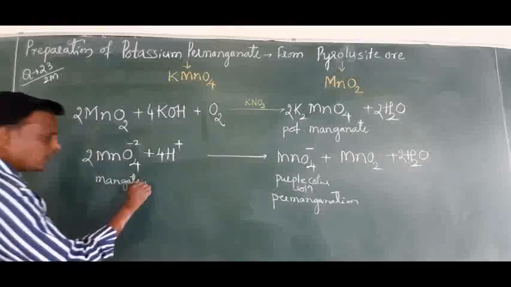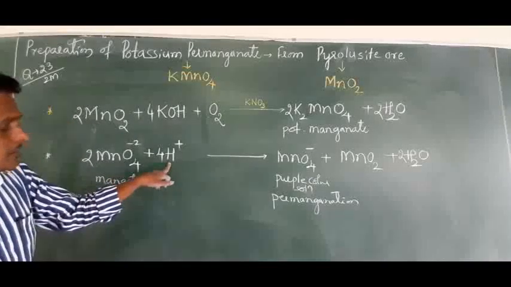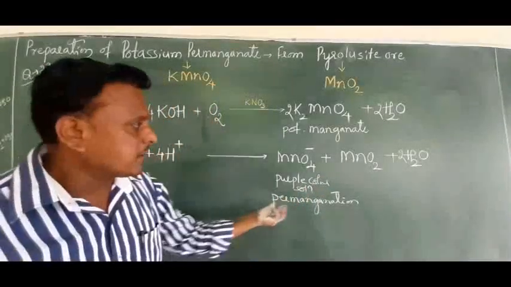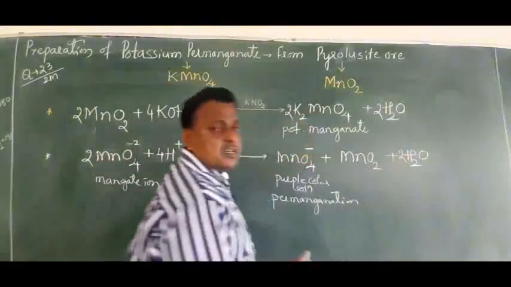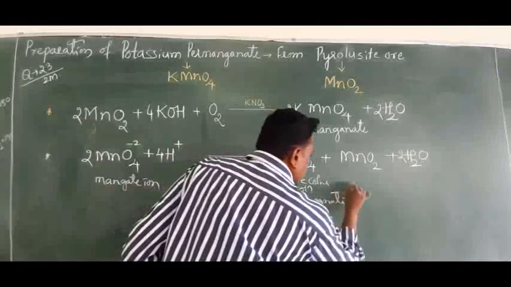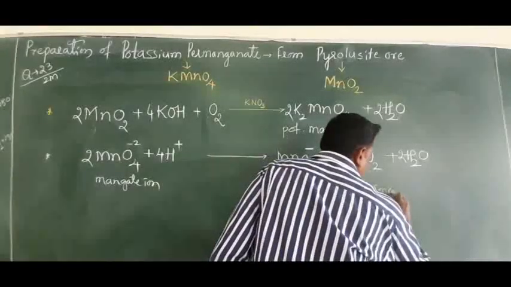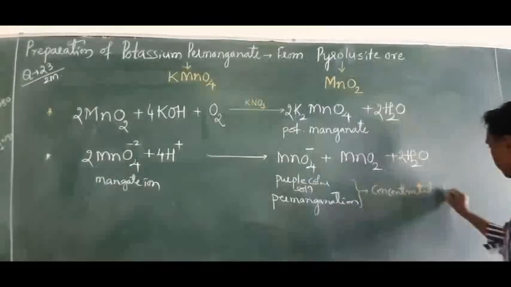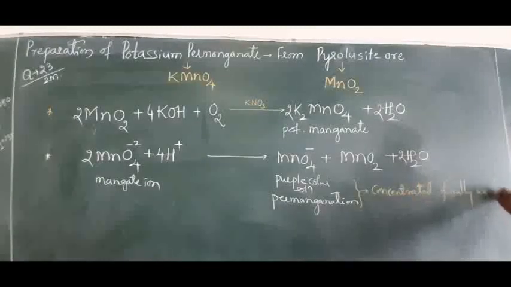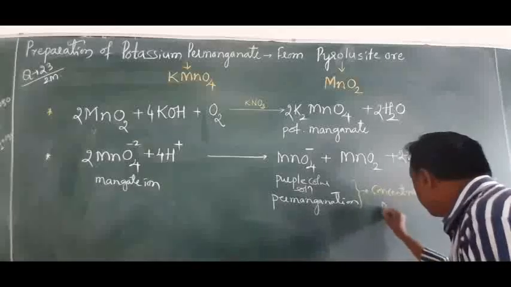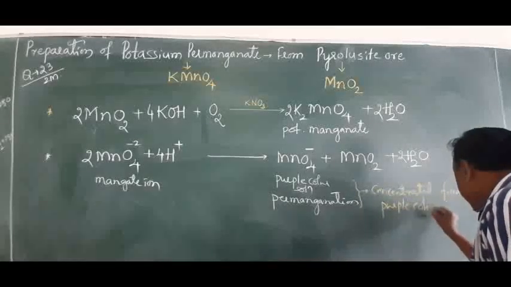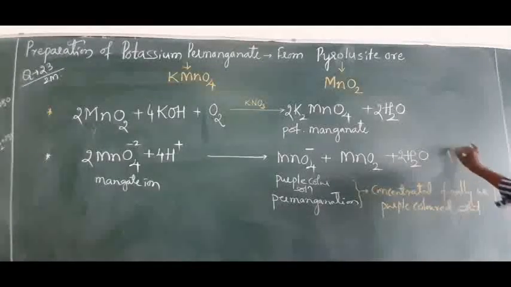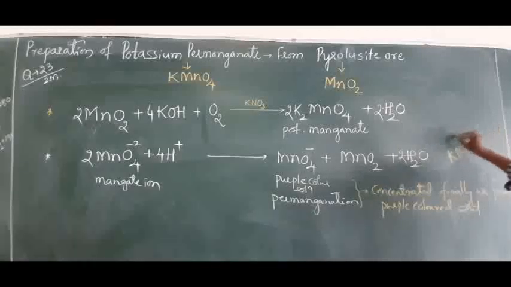It means the manganate ion disproportionates in the presence of an acidic or neutral medium to form a purple colored solution of permanganate ion, and as usual your remaining manganese oxide. And after this, this color is concentrated. Finally, we form a purple colored solid called potassium permanganate.